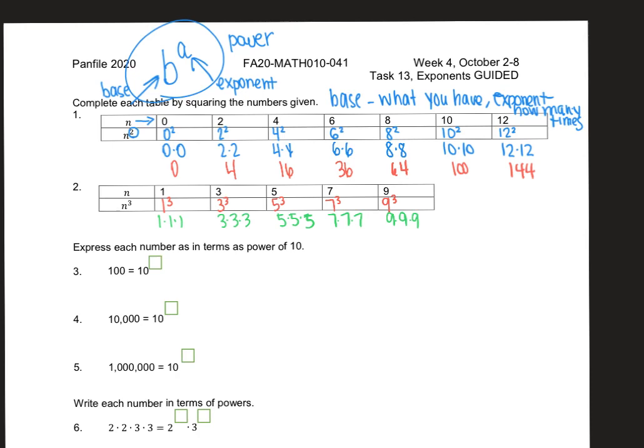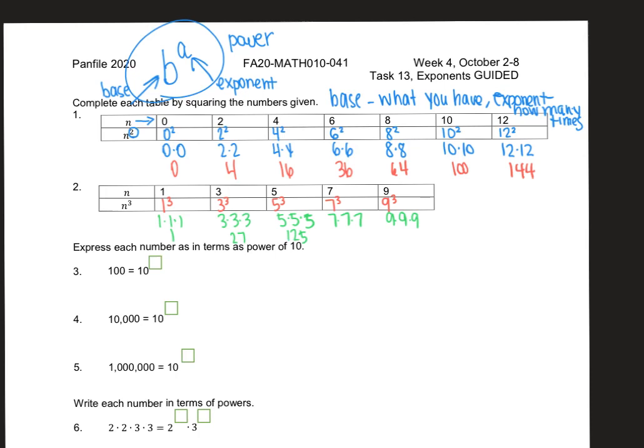So 1 times 1 times 1 is 1. 3 times 3 times 3 is, 3 times 3 is 9, 9 times 3 is 27. 5 times 5 is 25. 25 times 5 is 125, and so on, okay?